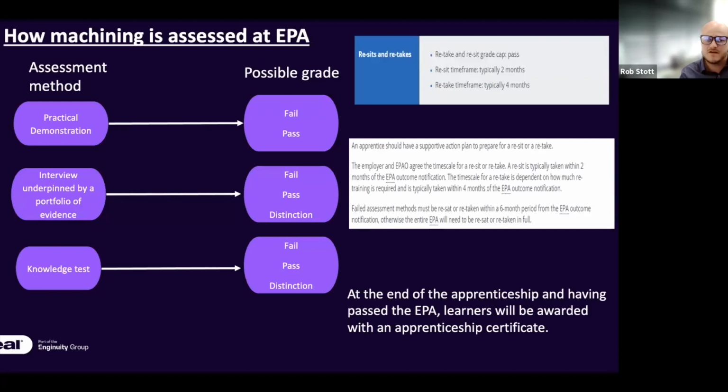So 2 options there in terms of resit and retake, and there's more guidance in the assessment plan on that. It's also worth pointing out that if a learner fails a component and they don't either resit or retake before a 6-month duration has passed, then they will have to redo the whole endpoint assessment for all those 3 modules. So again, that's just something to bear in mind. At the end of the apprenticeship and having passed EPA, learners will be awarded the apprenticeship certificate by IFATE.